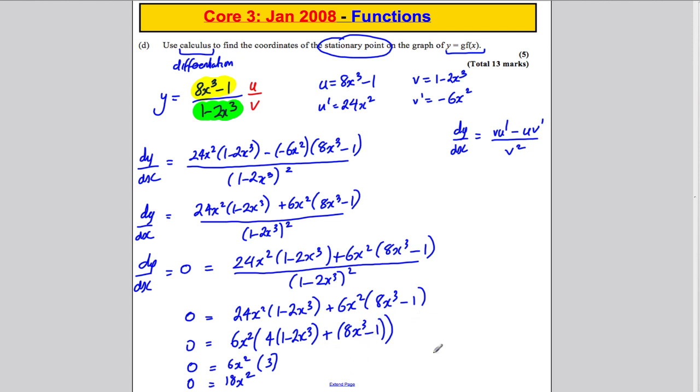So therefore, the solution for this, you should have gone down the page, but I've run out of space. Therefore the solution is x is 0. And it asks for the coordinates. When x is 0, back in your original function, put 0 in here, and you would get y is equal to negative 1. Therefore, (0, negative 1) is the stationary point.